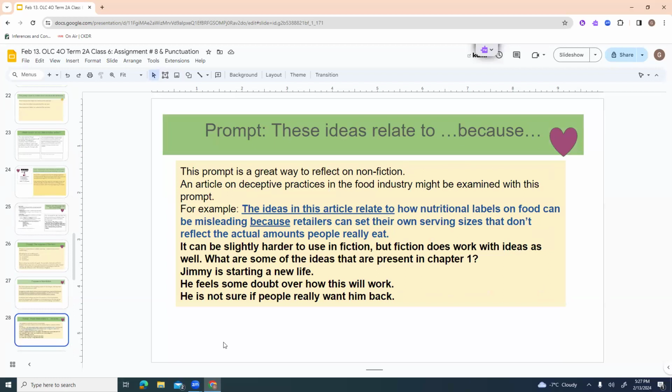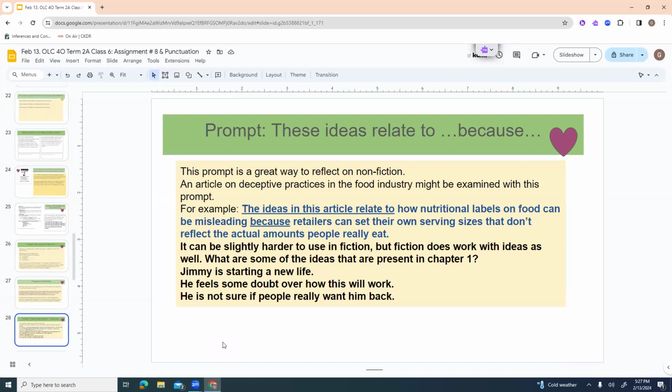Prompt. These ideas relate to blank because blank. Now, this is a great way to reflect on nonfiction. I'm going to talk about that first because it's easiest, but you can also use it in fiction. An article on deceptive practices in the food industry might be examined with this prompt. For example, the ideas in this article relate to how nutritional labels on food can be misleading because retailers can set their own serving sizes that don't reflect the actual amounts people really eat.